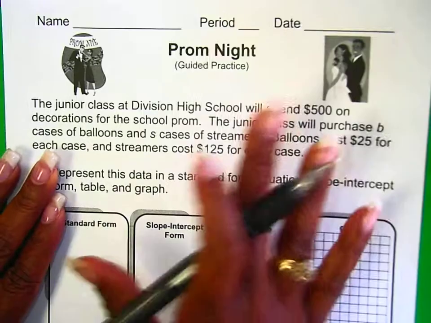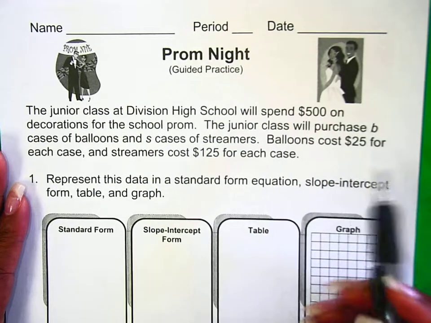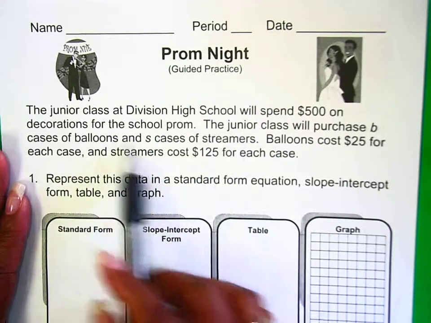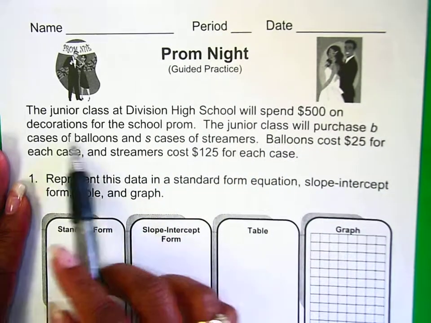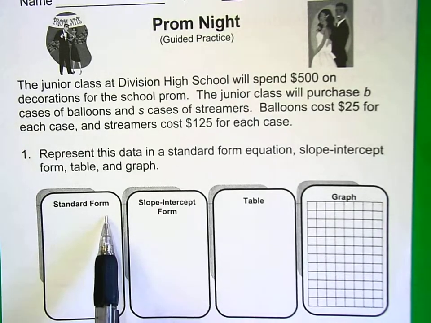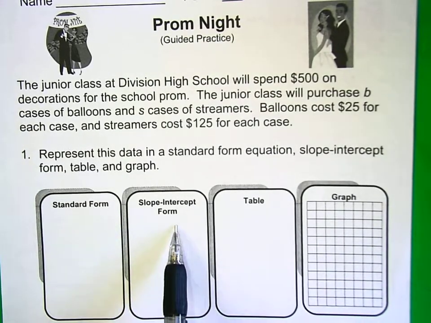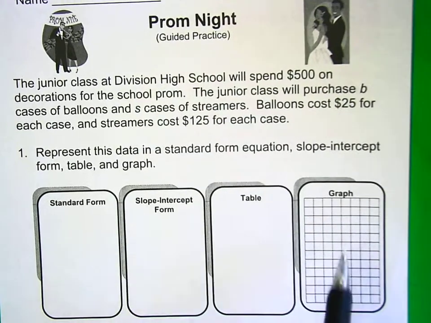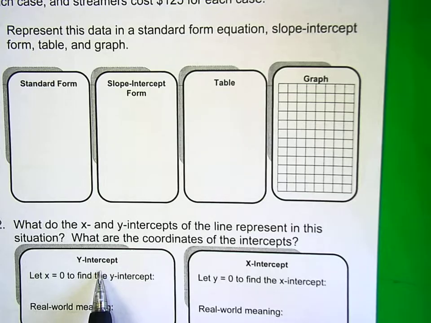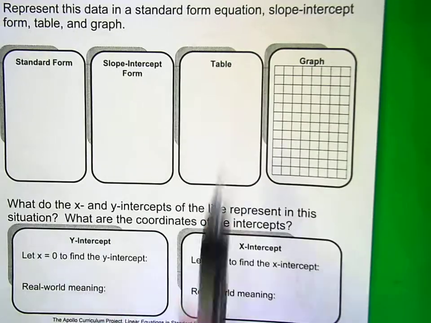It's linear function, multiple representation. We have a word problem here, a real world scenario, whatever terms you want to call it, but you have to read it and pull the equation in standard form from it, just as well as slope-intercept form, the table, the graph, and we're going to interpret what the y-intercept means for the real world meaning for this situation here.